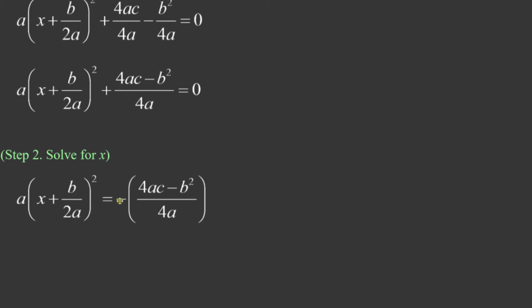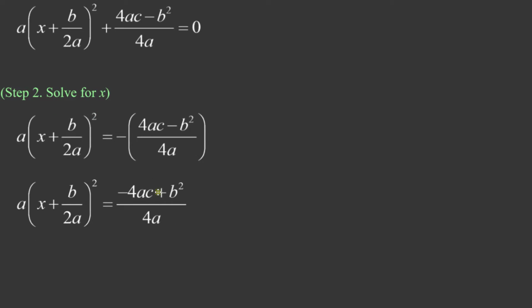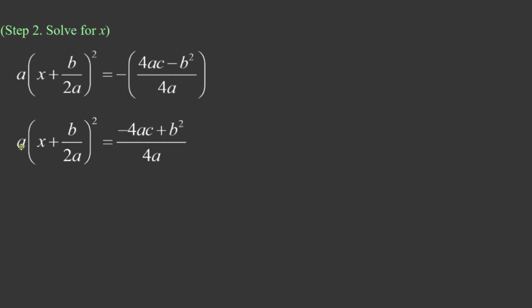What does that mean? Well, it means I've got a negative outside, so I really should apply this to the items on the inside. So let's apply that negative to the items on the inside of the bracket. So that turns my 4ac negative, and it turns my negative b squared positive. Not a big deal. Now I'm going to divide both sides by a.